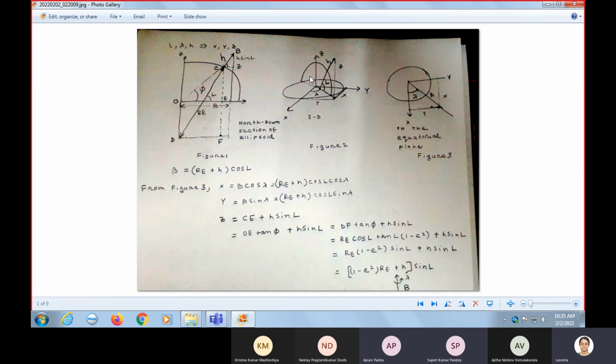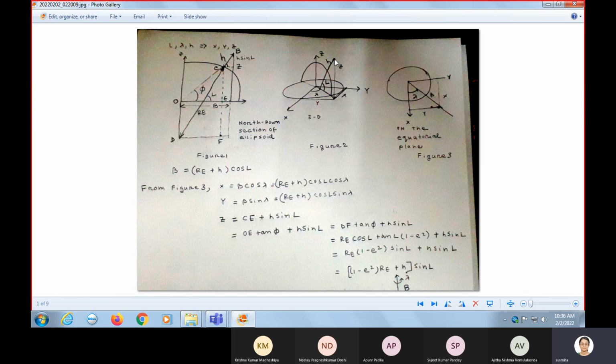Okay, so this is the equatorial plane, and this is the point. So we are seeing it in kind of 3D. This angle is L and this is lambda, and these are the x, y, and z axes.